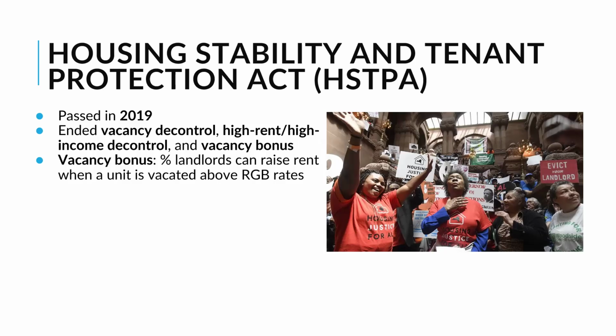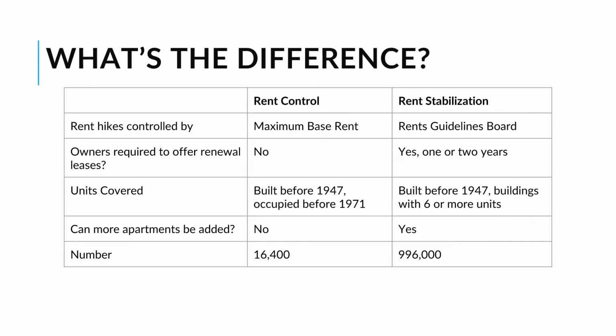The vacancy bonus was if a tenant left a unit, then the landlord could raise rent more than what the Rent Guidelines Board would have allowed if the tenant had stayed. And this kind of incentivized landlords to want to have these rent stabilized households leave their units so that they can raise the rent more for the next tenant. But that's been removed in 2019. And so, just a brief summary of what the differences are.